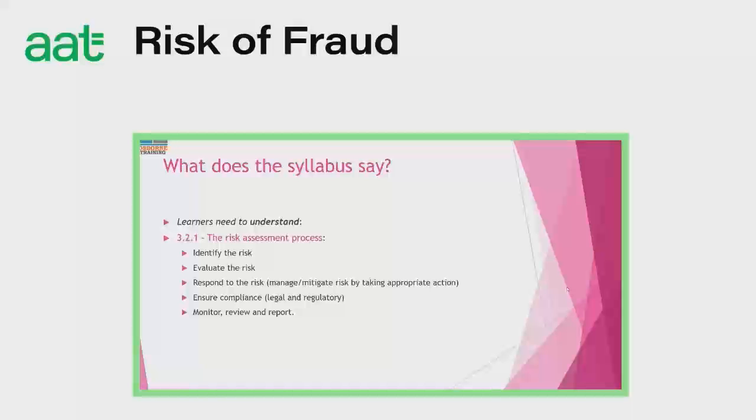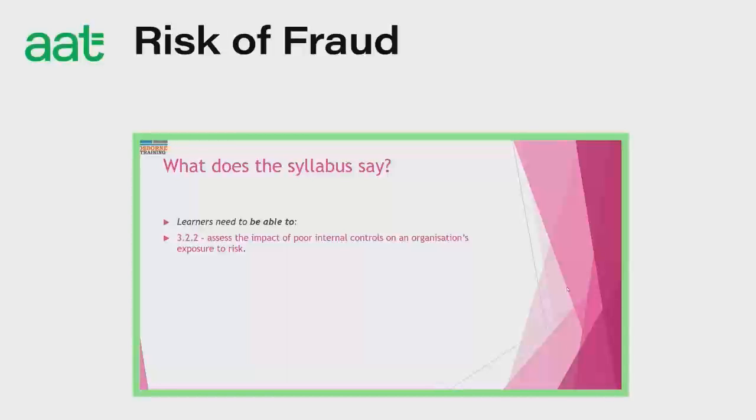So the first part, we need to understand the risk assessment process. So that's identifying the risk, evaluating the risk, responding to the risk by managing or mitigating that risk by taking appropriate action, ensure compliance, both legal and regulatory, and then monitor, review, and report. We then need to be able to assess the impact of poor internal controls on an organisation's exposure to risk.